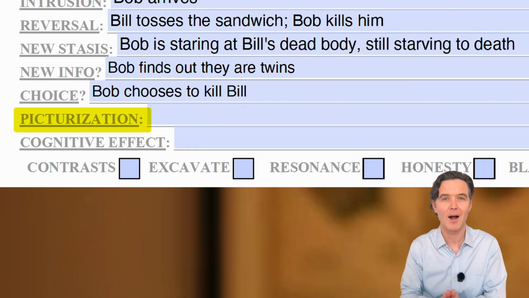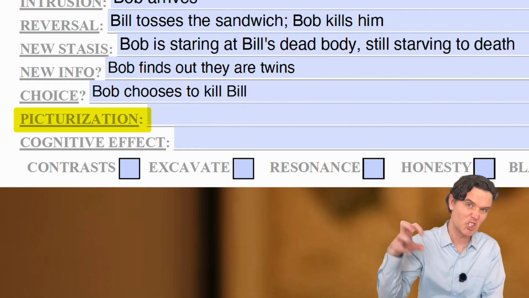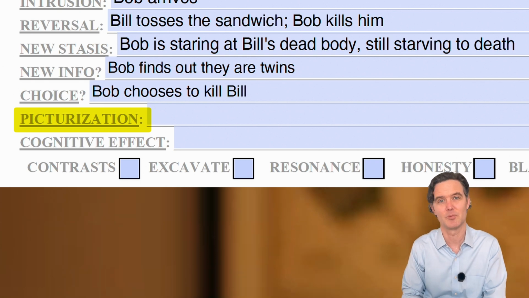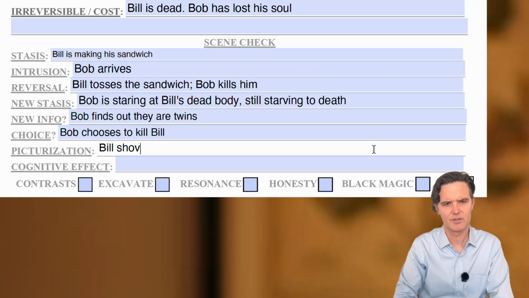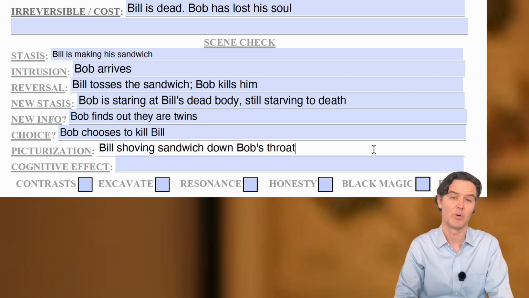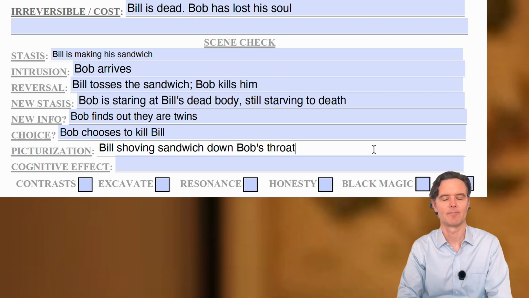For us, that's probably the moment we already wrote, where Bill is shoving the ham sandwich into Bob's mouth and almost choking him. I'm not sure. There are a lot of different options. We didn't actually write the scene, but let's just go ahead and put that in. Bill shoving sandwich down Bob's throat. Maybe while he's hanging over the edge, something.